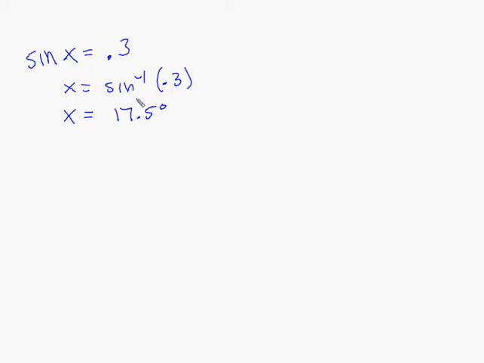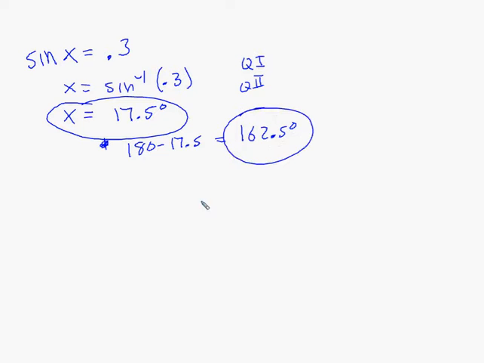Then we need to remember that sine is positive in two quadrants, quadrant 1 and quadrant 2. We'll subtract this from 180 to get the quadrant 2 answer. What's 180 minus 17.5? 162.5. And that's our other answer. We could graph it like we did at the beginning last chapter to get the other answers, but we want to move towards avoiding that if we can.